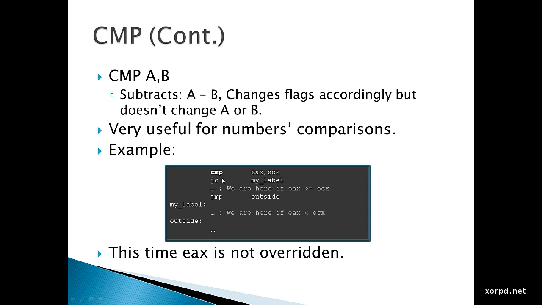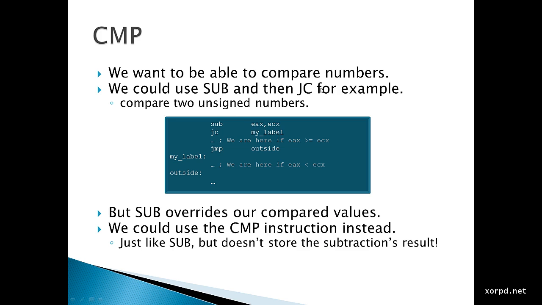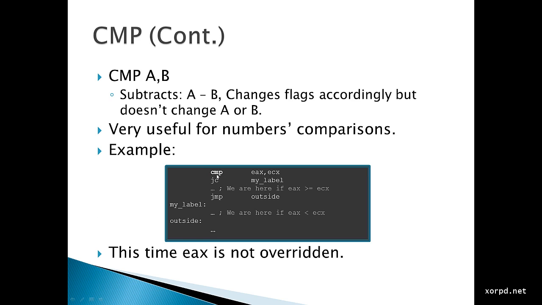Let's look at an example. This example is just like the earlier example, however this time we use compare instead of sub. You might not fully remember the previous example, so let's take a look at it. Okay, we can see that here we have the sub instruction, and in the new example we use the compare instruction. The difference is that this time EAX is not overridden. This is very useful. For example, we could use the value of EAX in this part of the code, or maybe in this part of the code. We don't have to recreate it or keep it somewhere else, because compare is not going to change the value of EAX. So it is a very useful instruction.